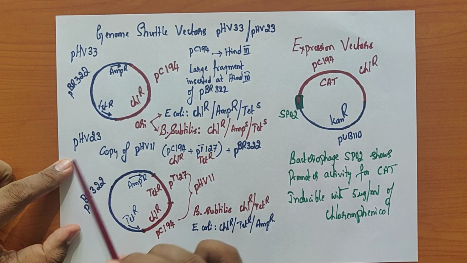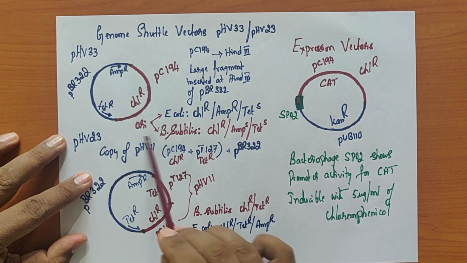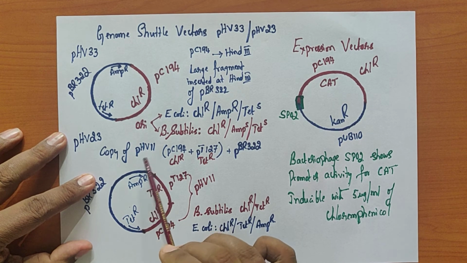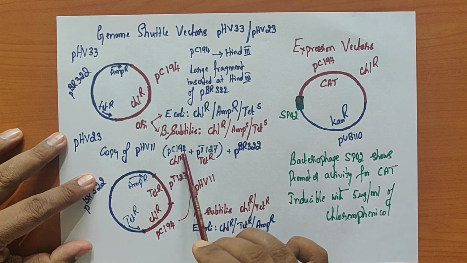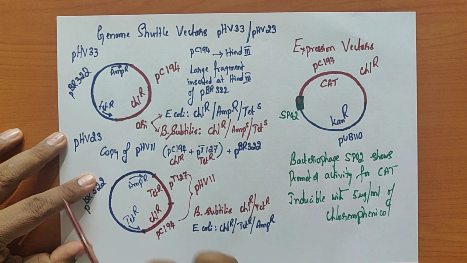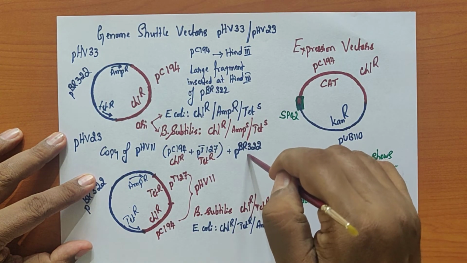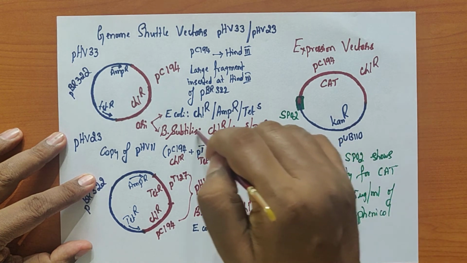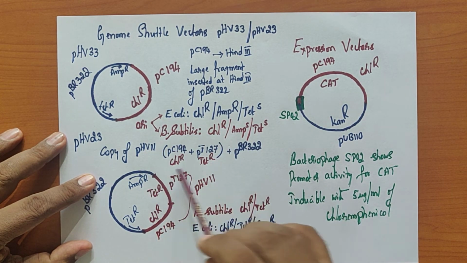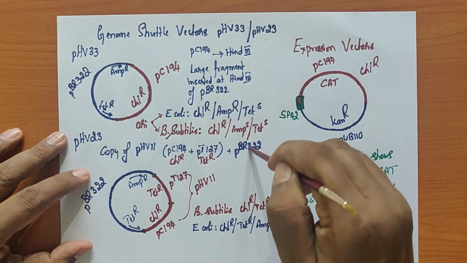Now here we have the PHV23. I think in the previous one we have worked out a shuttle vector, that is PHV11. Now PHV11, we know, is a combination of PC194 plus PT127. So what they have done in case of PHV23 is that, like PHV33, they have taken the PBR322. To this, they have introduced a large fragment from the PHV11. So now we know that PHV11 is a combination of these two things. So they have taken a bigger fragment from this PHV11 and introduced it into the PBR322.